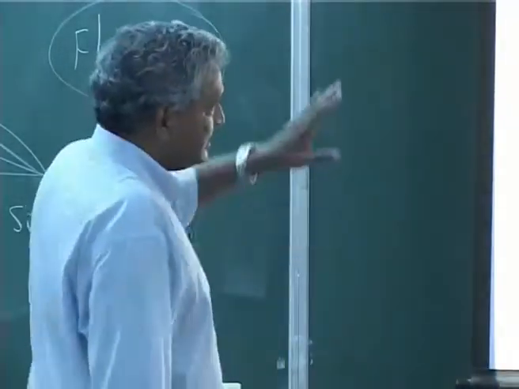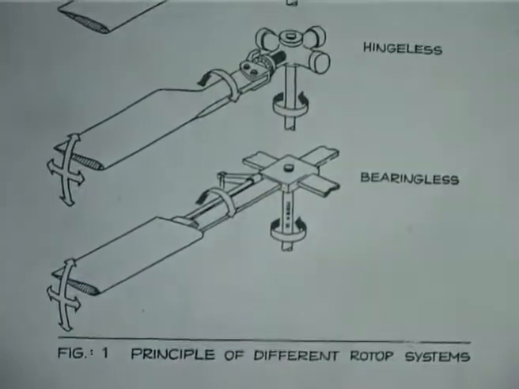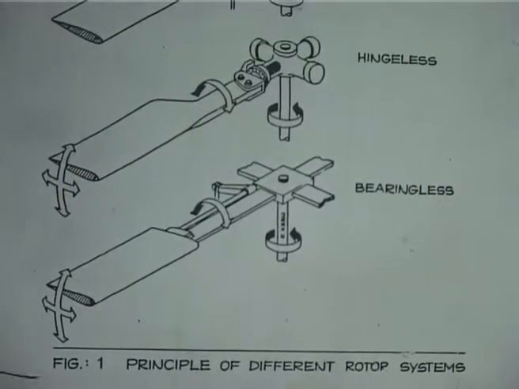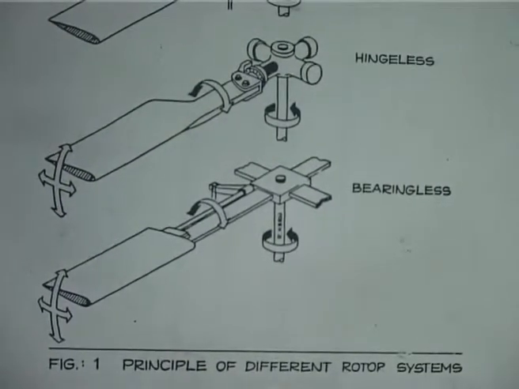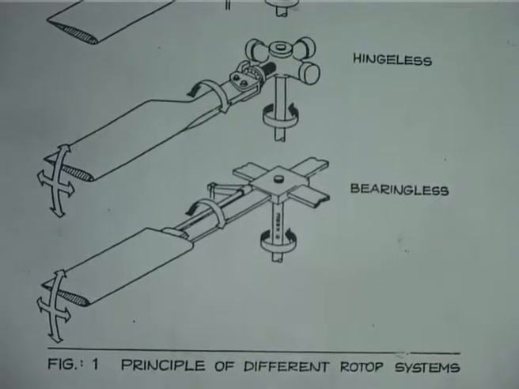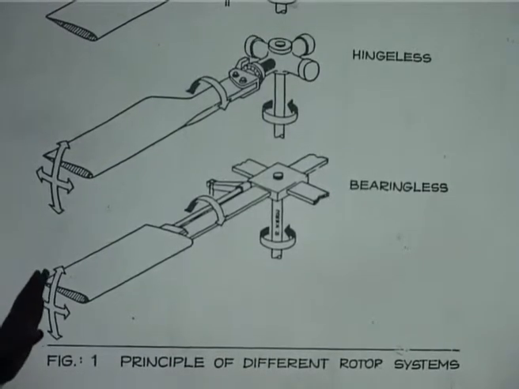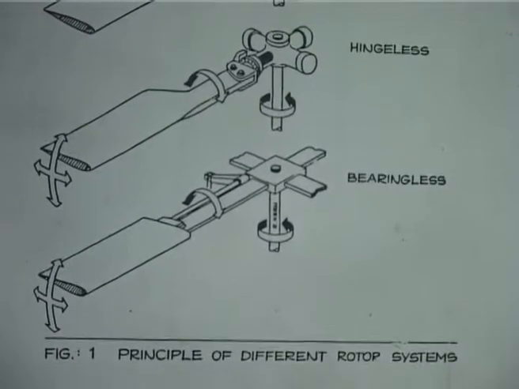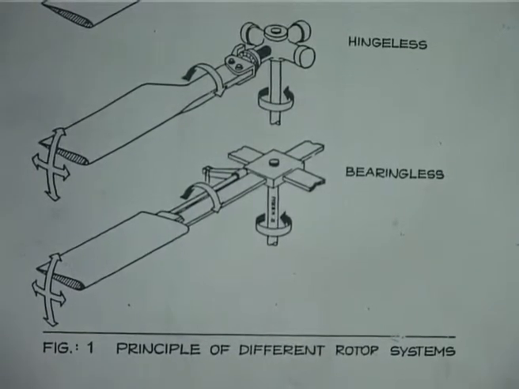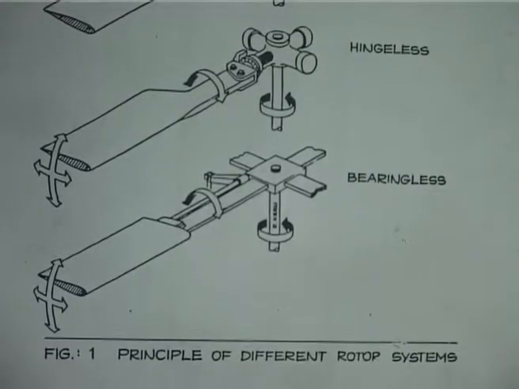But these are the rotor configurations. Sometimes people call this rotor a rigid rotor, but it is not really rigid, it is just for some reference. I would not call any rotor a rigid rotor, because all rotors are flexible. So for clarity of distinction, you call them articulated, hingeless, bearingless. Is it clear?